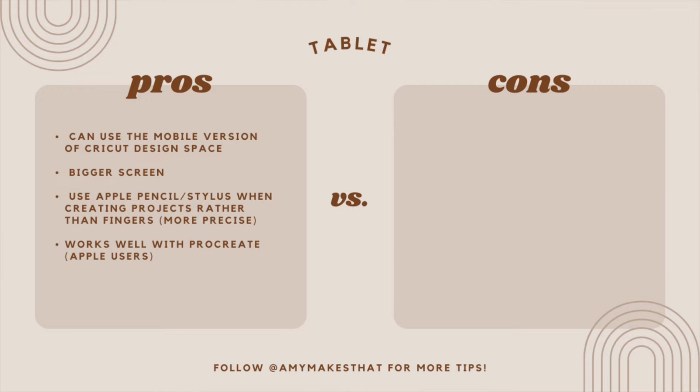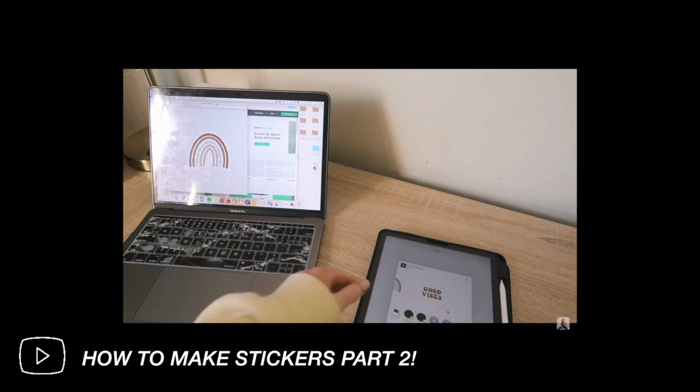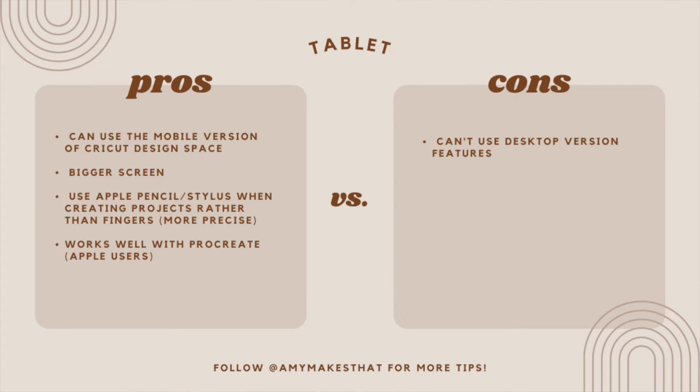So I've used Procreate when I make stickers, and then I can directly save that sticker PNG and input it into Cricut Design Space on my tablet. However, the only negative side about a tablet that I found is that the Cricut Design Space app does limit the same features as a phone would.